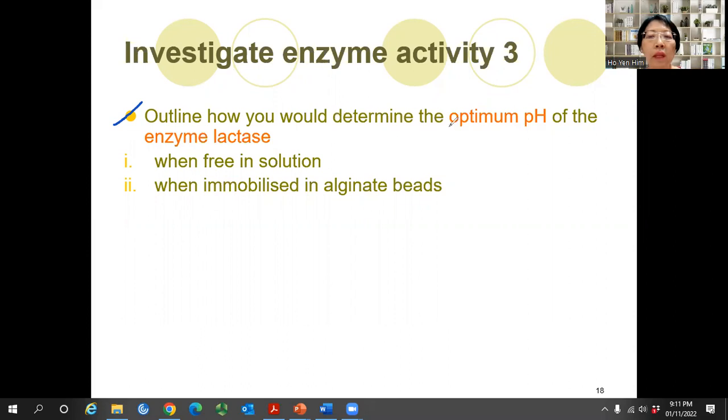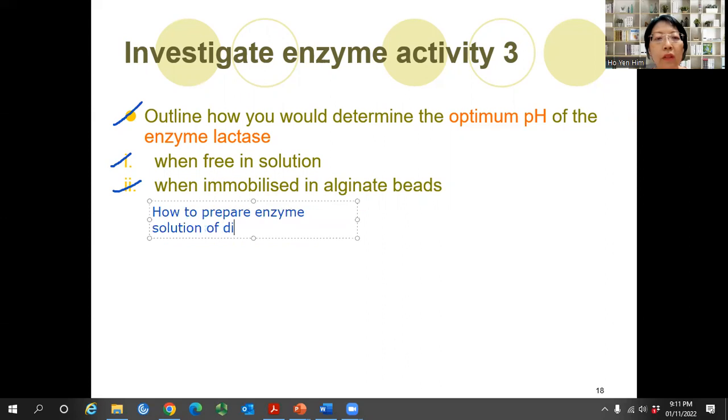How would you determine the optimum pH of the enzyme lactase when it is free in solution and also when it is immobilized in alginate beads? So we want to find out what the optimum pH is. Before we do that, we need to know how to prepare enzyme solution of different pH. This is what we need to know, because we want to prepare solutions of different pH.